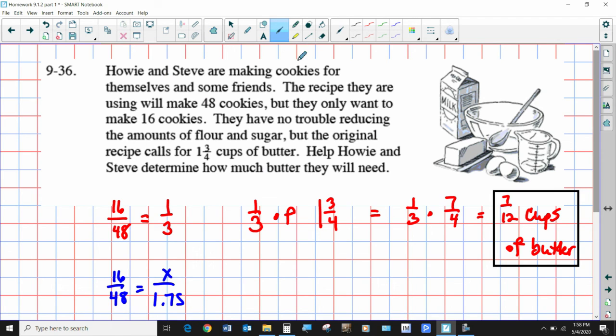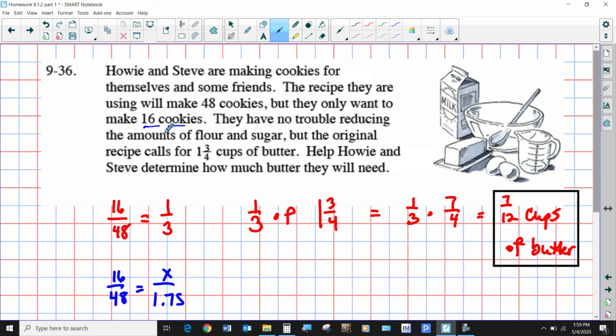And Howie and Steve are making cookies for themselves and some friends. The recipe they have makes 48 cookies, but they only want 16. They have no trouble reducing the amounts of flour and sugar, but how do you figure out the amount of butter? So the recipe for 48 cookies requires 1 3/4 cups of butter.